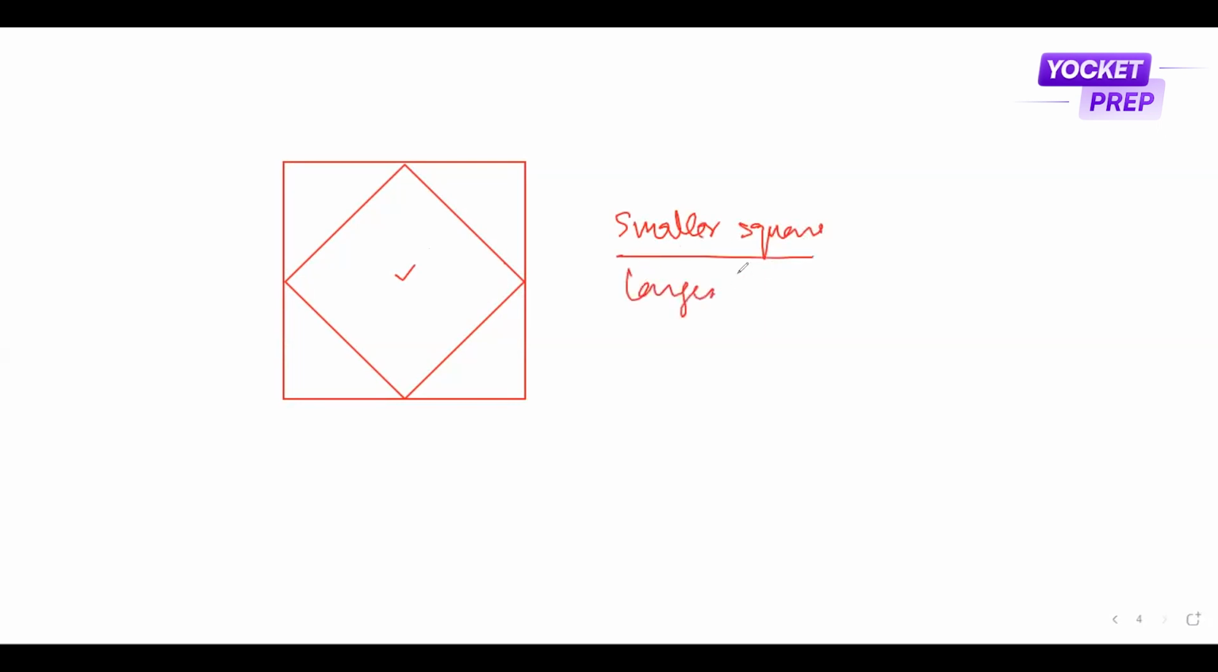Very similar idea. So you have a square, and inside it you draw another square. A square within a square. Your question is, what is the ratio of the smaller square area to the larger square area? How fast can you get it? Let's see.